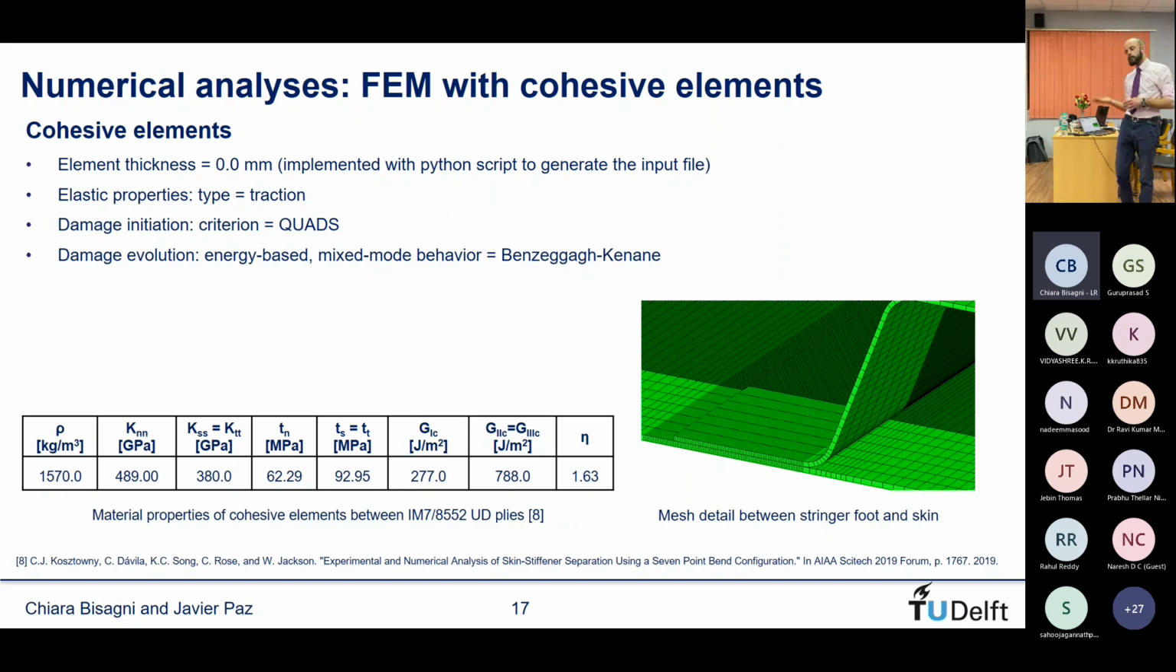And in particular, because it was different from the previous one, the cohesive elements, again, zero thickness, we can implement only because we are using that Python script to edit the input file directly. We define the elastic properties, these ones, density, the traction properties, maximum stresses, and the damage propagation. The damage initiation is with the quads criterion from Abaqus, energy-based damage evolution, and for the mixed mode behavior, we have the Benzeggagh-Kenane law that is very commonly used for this type of thing. The properties we took were from this paper that was published.